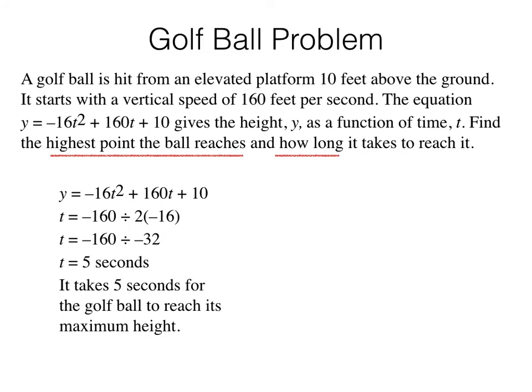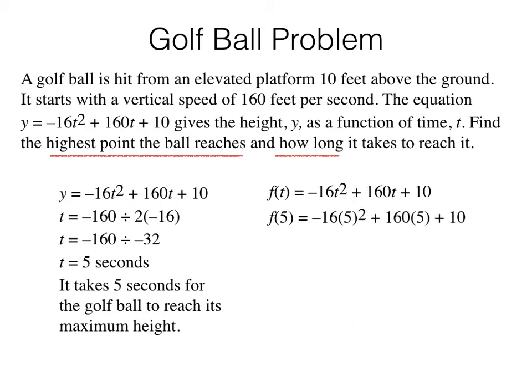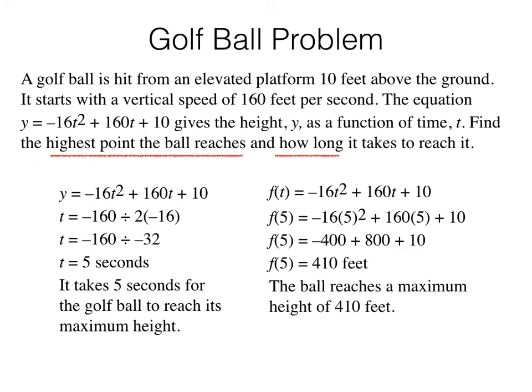Okay, so now I know the time. We need to know the value of the function at an input of 5 seconds. So here's our equation written in function notation. We want to find f of 5 by substituting 5 everywhere we see a t. And now we will use order of operations to evaluate the function at 5 seconds. So we know the ball reaches a maximum height of 410 feet, and it takes 5 seconds for the ball to reach the maximum height.